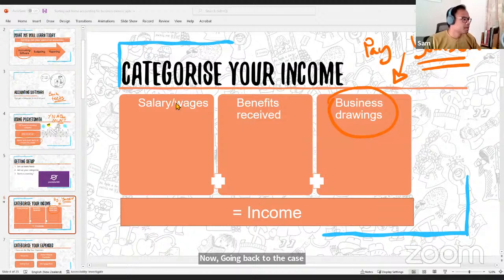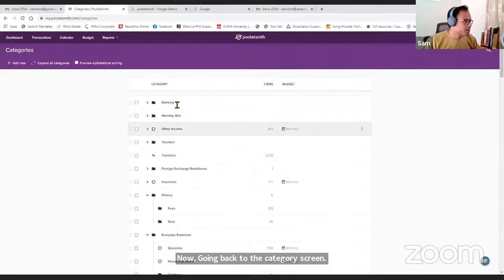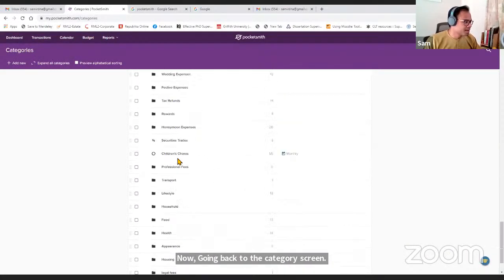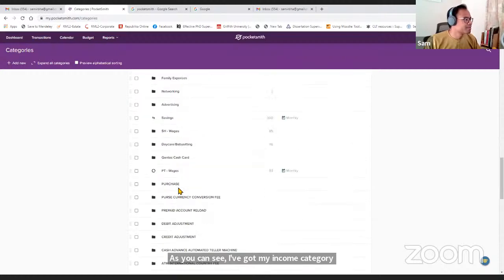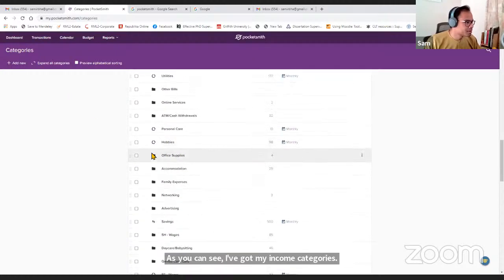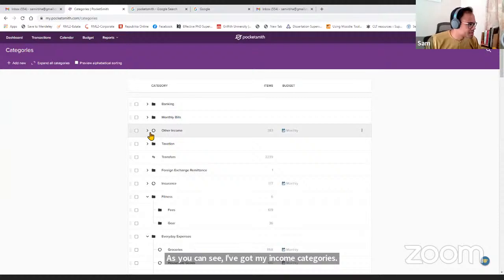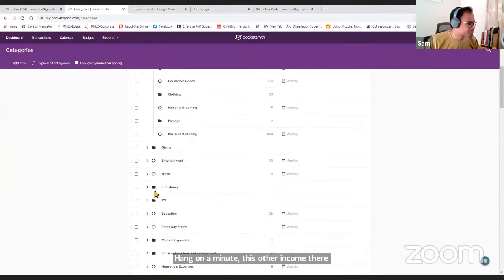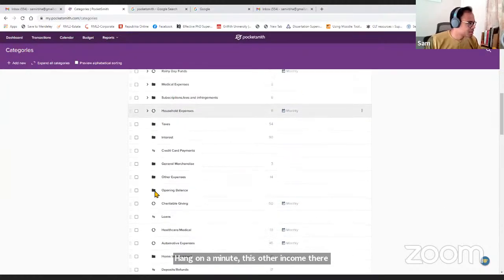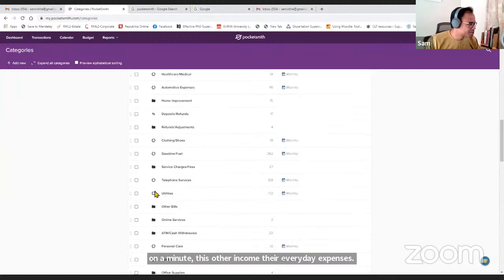Now, going back to the category screen, as you can see, I've got my income categories. My income categories are, hang on a minute. There's other income there, everyday expenses, credit card payments.